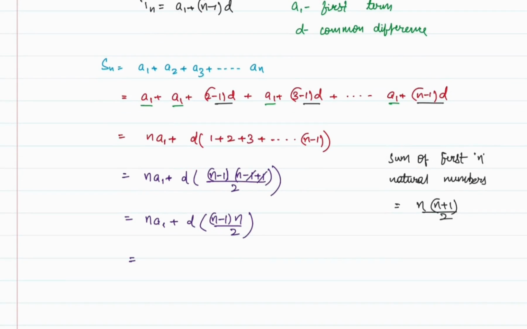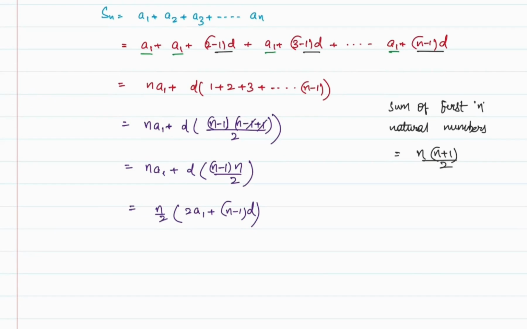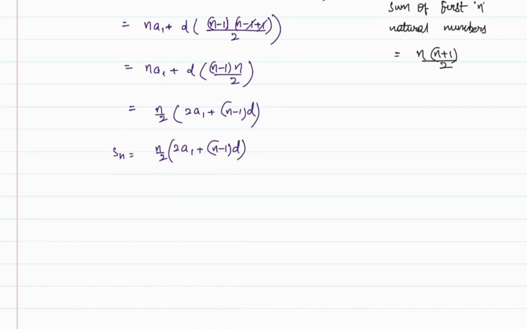So now when you take n by 2 common, since we are taking n by 2 common, in the first term we have simply n, so this will become 2 into a1 plus n minus 1 into d, because we took n by 2 common. So we can say that the sum of n terms will be given by n by 2 into 2a1 plus n minus 1 into d. So if you rearrange the terms, now I'm going to rearrange these terms a little bit.